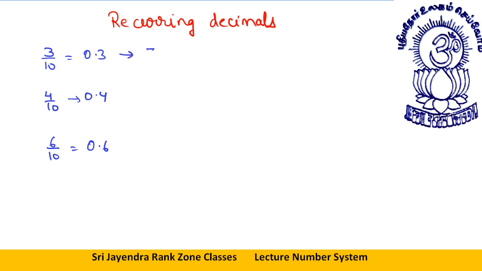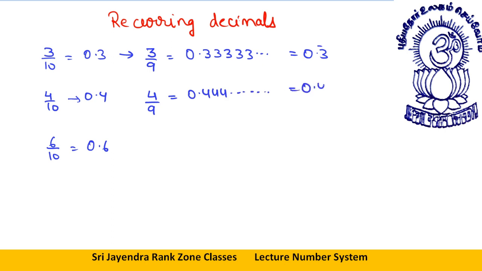But if I write 3 by 9, then what happens, my dear student? Then this 0.3 will become 0.3333333, and so on. We call it 0.3 bar. Similarly, 4 by 9 is what? 0.4444, and so on, and we write it as 0.4 bar. 6 by 9 is what? 0.66666666, and so on. You call it 0.6 bar. This is sometimes written as 1 by 3. This is written as 2 by 3.